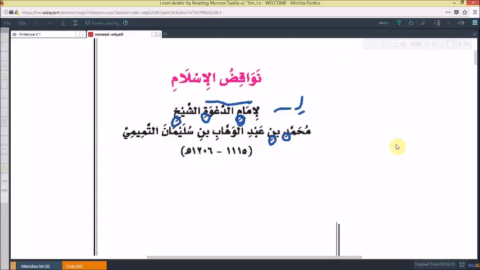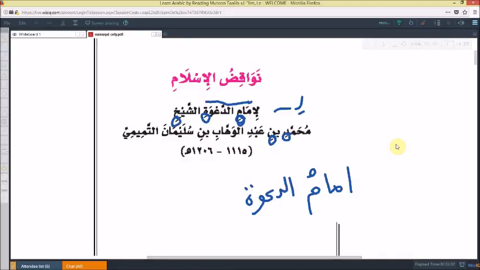Not the mudaf. The mudaf, if I was to write it by itself without anything in front of it, I just put the phrase imam ad-dawa. It would say imamu dawati. But because of the li, it becomes li imam ad-dawa, li sheikhi, li muhammadi, li ibni.